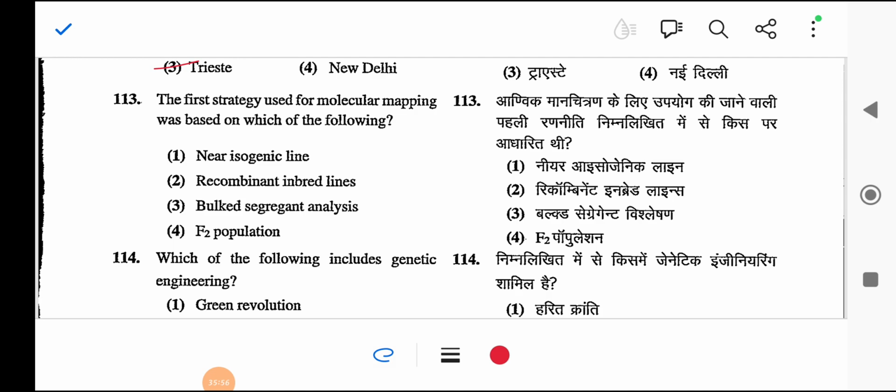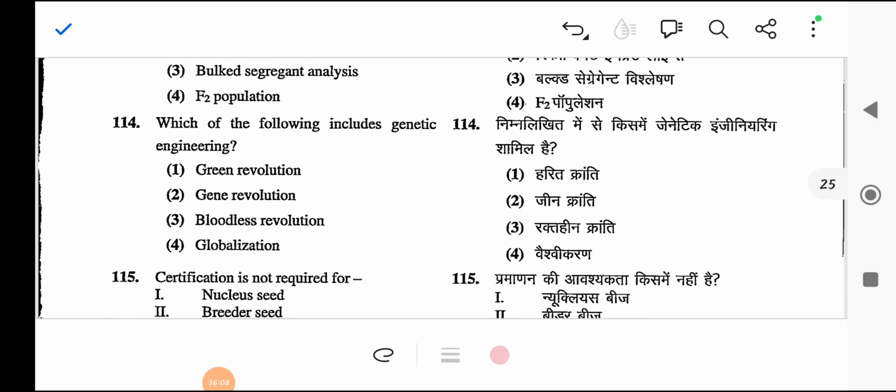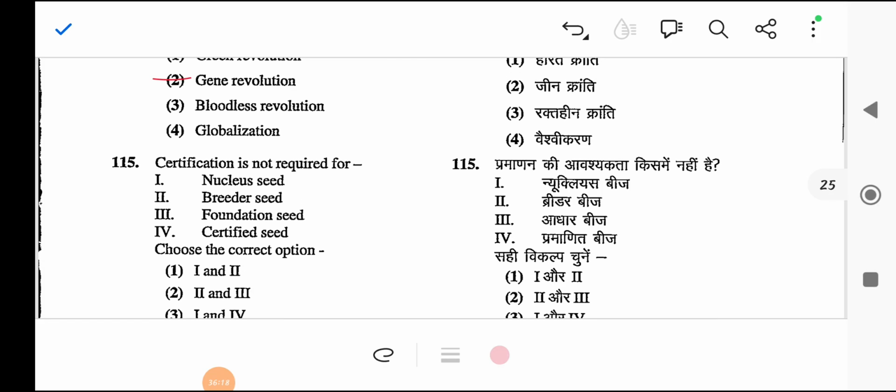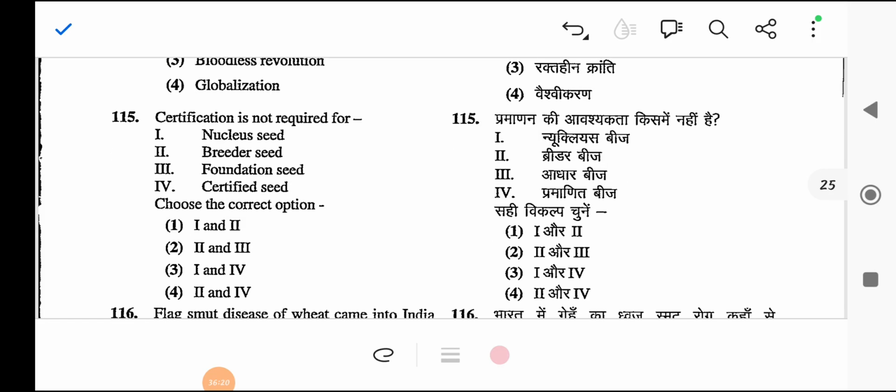The first strategy used for molecular mapping was based on which of the following? The first strategy used for molecular mapping is near isogenic lines. Which one of the following includes genetic engineering? Genetic engineering includes gene revolution. A certificate is not required for nucleus seed and breeder seed.